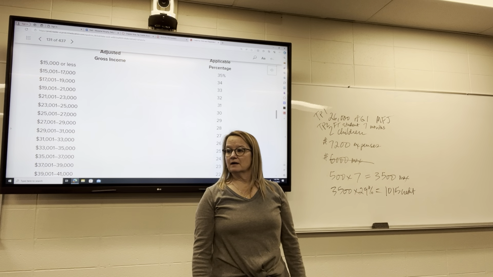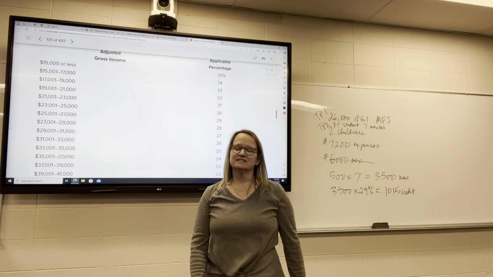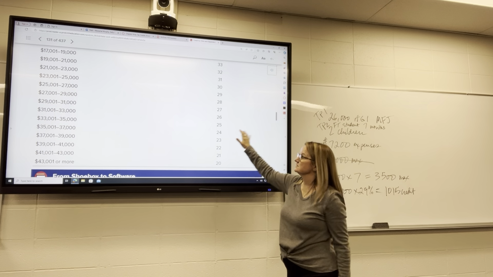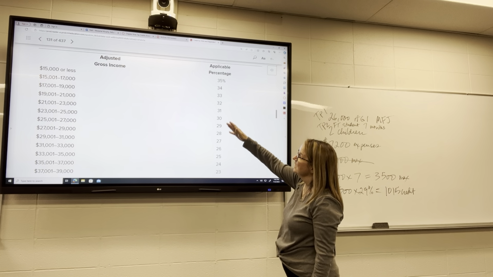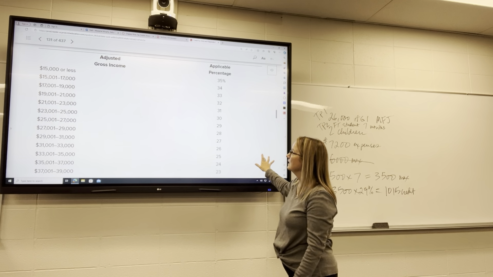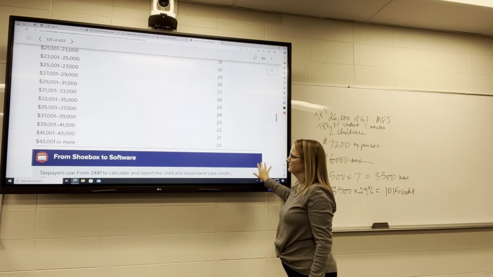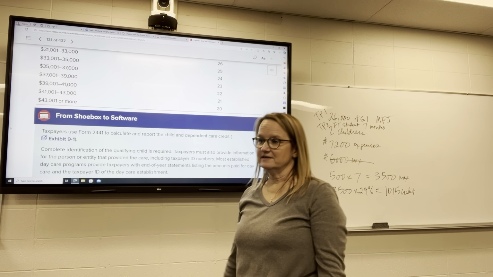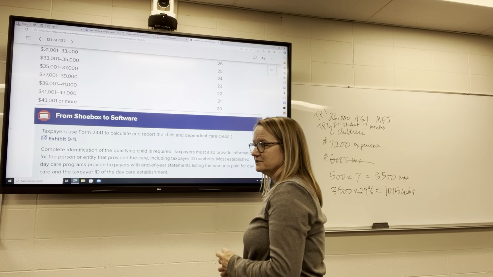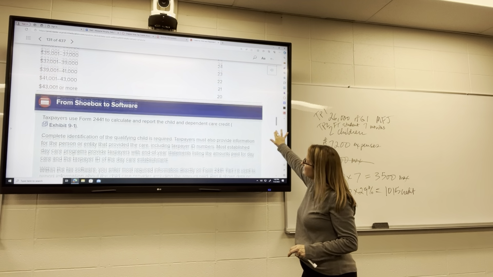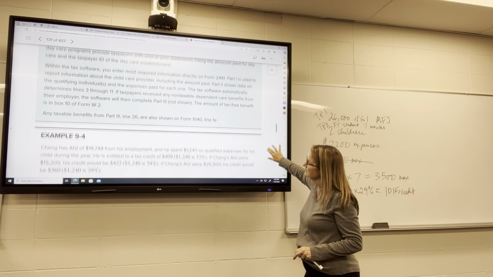It's kind of a stingy credit. During COVID, they increased the percentages, and they increased the income amounts. But they took that away from us. Congress giveth and Congress taketh away.